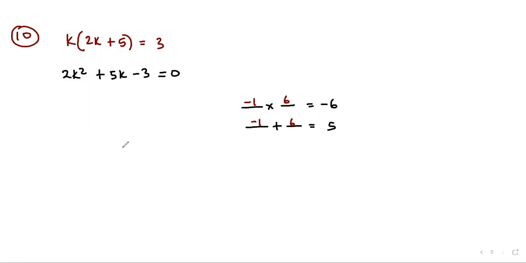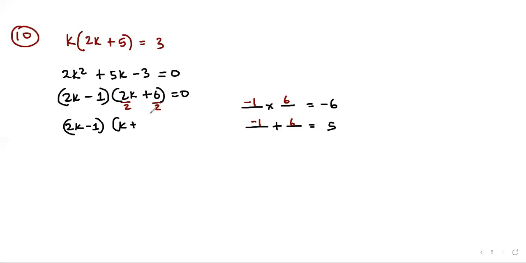So what we are going to do, we will have 2k minus 1 into 2k plus 6 equals 0. But remember that 2 and 6 have got a common factor, which is 2. We need to make sure that we factorize it completely. So this means that we will have 2k minus 1 into 2k divided by 2, we get k, plus 6 divided by 2 is equal to 3. So it means that we are having 2k minus 1 into k plus 3.